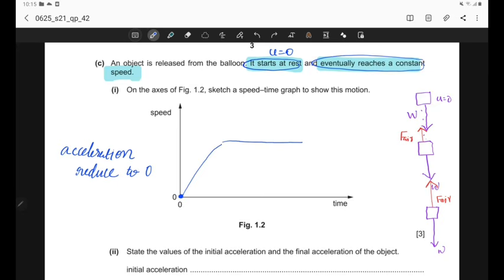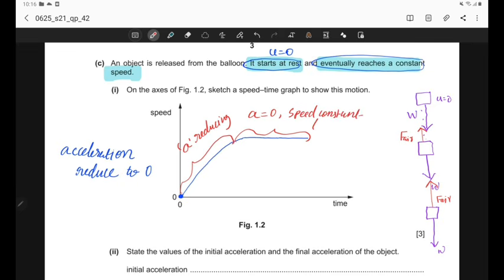So you can draw a line like this. We should draw a smooth curve. Its gradient should keep reducing as the acceleration keeps reducing, and after some point it should move with a constant speed. That means it should be a horizontal line. So at this part acceleration is reducing. At this part acceleration is 0. That means speed is constant.